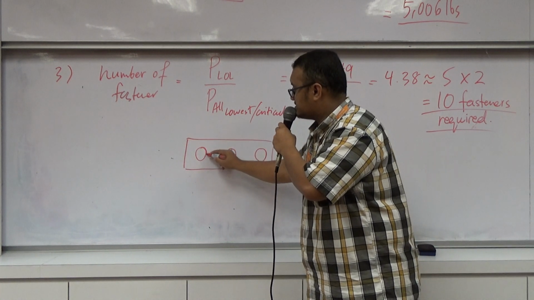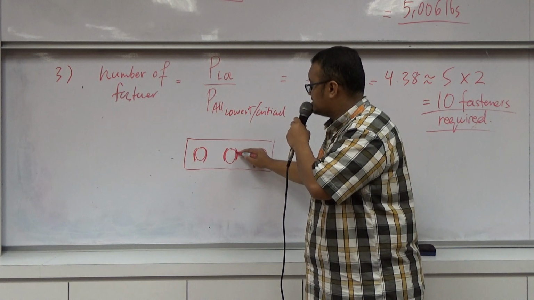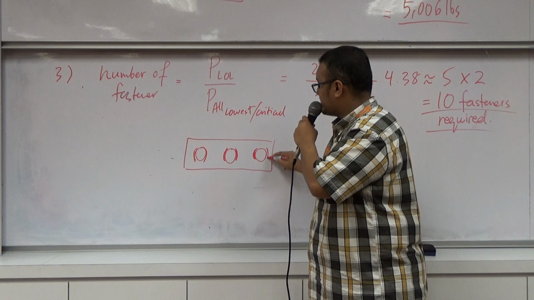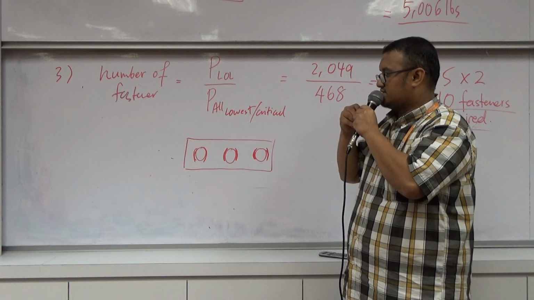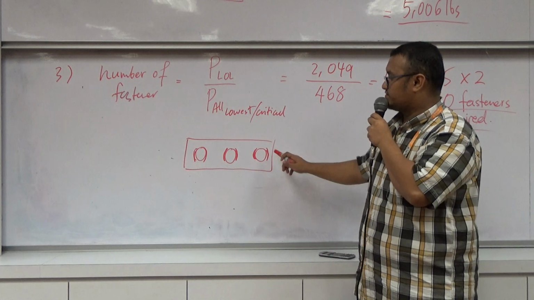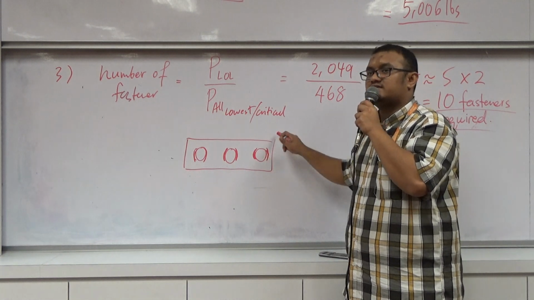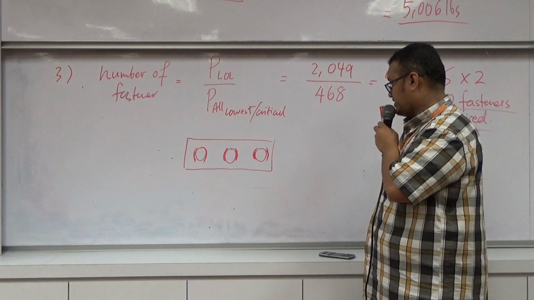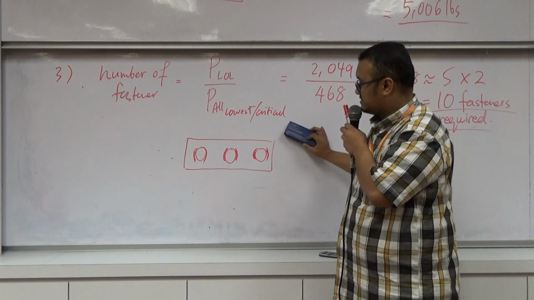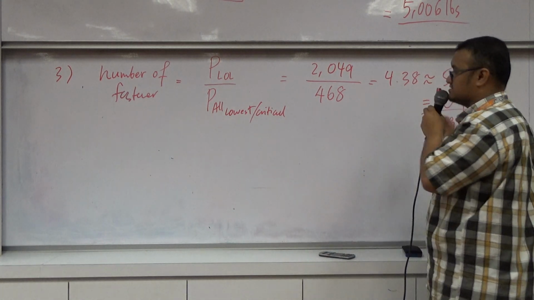Fastener, and then you can inspect it visually. Okay, bearing failure is a failure between the fastener and the repair part. Okay. So we found the total of fasteners.